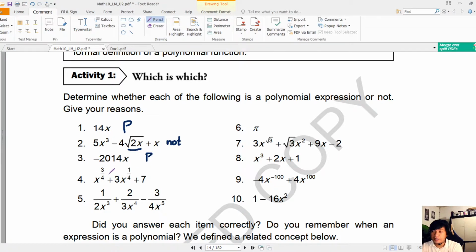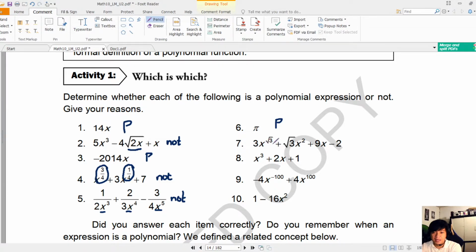Number 4, may na-violate siya na condition. Dapat kasi ang polynomial is whole number yung exponent. And this one, yung exponent dito is a fraction. So this is not a polynomial. For number 5, isa sa mga condition din is dapat walang variable sa denominator. So napansin nyo itong mga x na sa denominator. So hindi siya polynomial. So number 6, a constant number is a polynomial. So this is a polynomial.